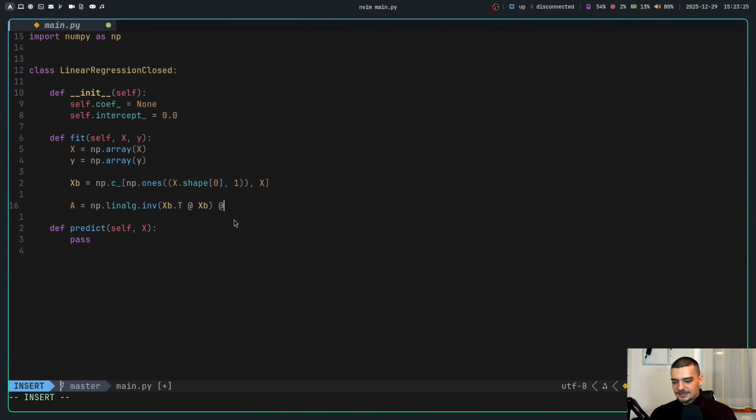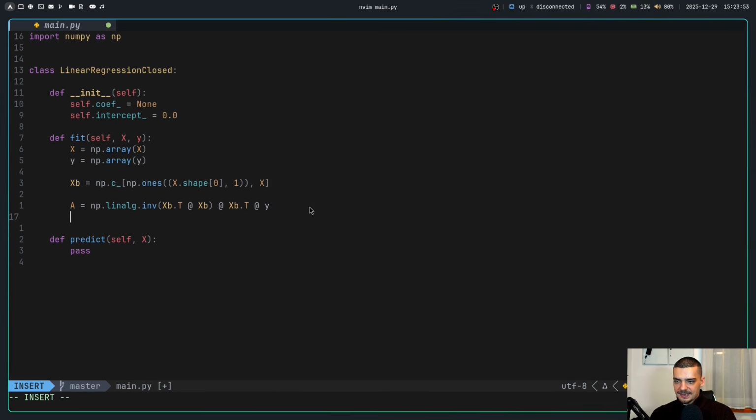And then the whole thing times Xb dot T, and then dot product y. That is exactly what we had. The only difference here is Xb because we have this 1 prepended here. But that's exactly the formula that we just derived. We had the inverse of X squared essentially, then times X transposed, and then times y. That is the formula, that is the closed form solution.